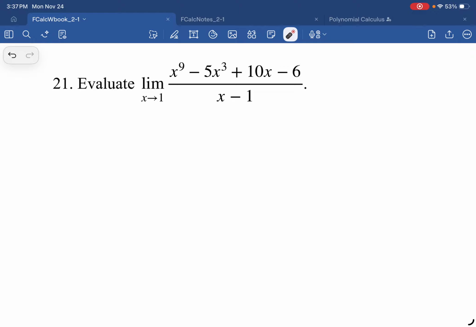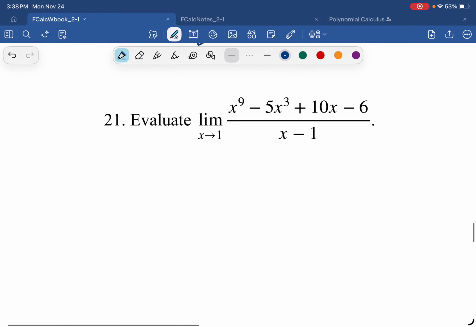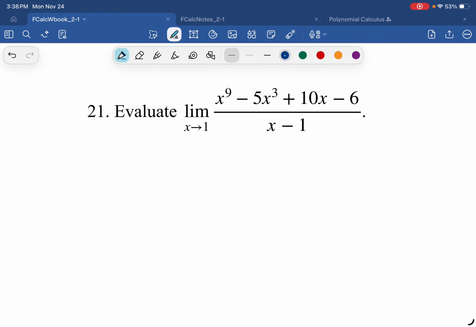What you can do is, since these are both going to 0 over 0, you can factor it, but it's not a very pretty polynomial to factor, right? You can use synthetic division, but it's x to the power of 9. So you have to write 9 coefficients and then do synthetic division. Maybe there's a simpler way to do this. And if you look hard enough, there is.